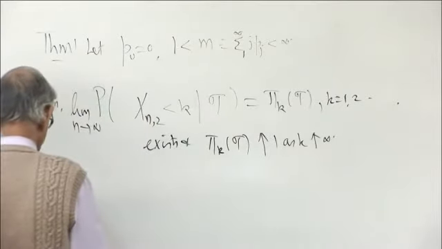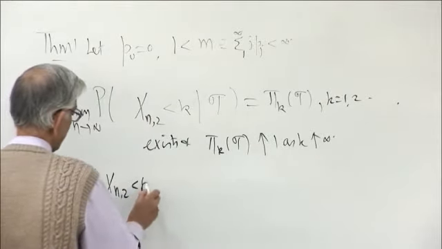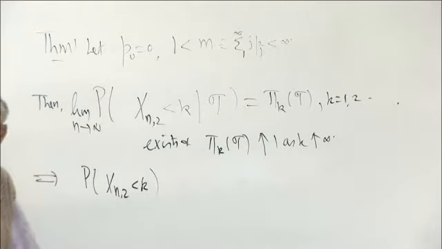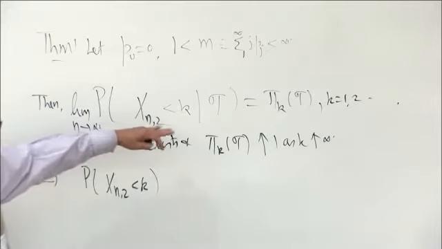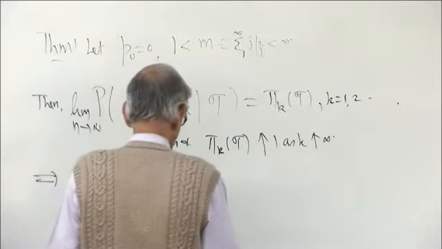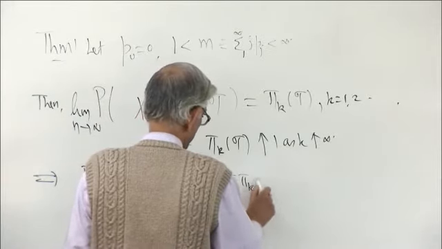So this implies in turn that the probability that xn2 is less than k, without the tree, averaging over all trees, also exists, because this is bounded by 1, and so taking the expected value is okay. It will converge to pi k, which is equal to the expected value of pi k of t.